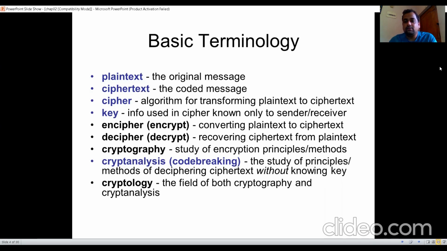Now the term cryptology is the combination of both cryptography and cryptanalysis. If you connect both cryptography and cryptanalysis, then it is called cryptology.